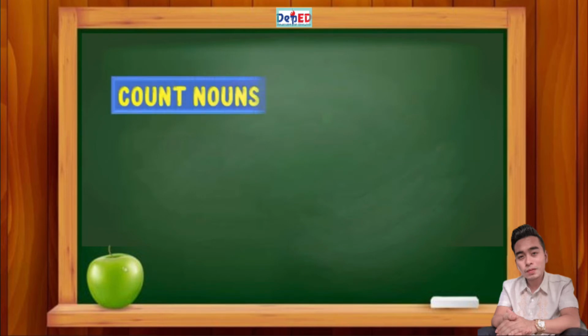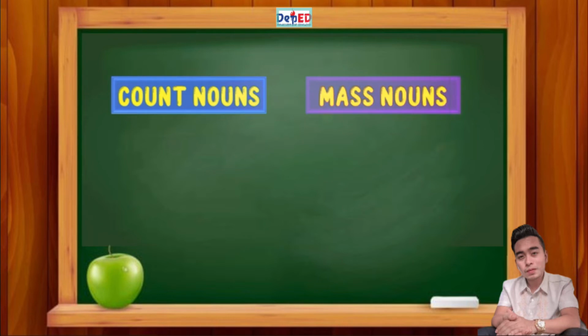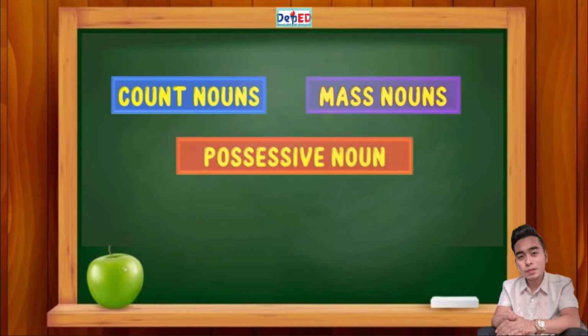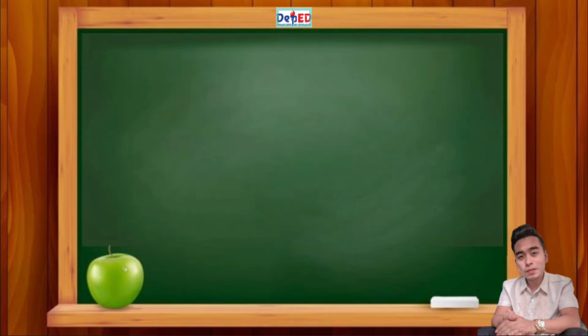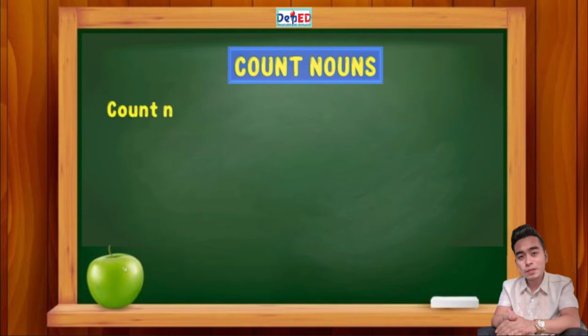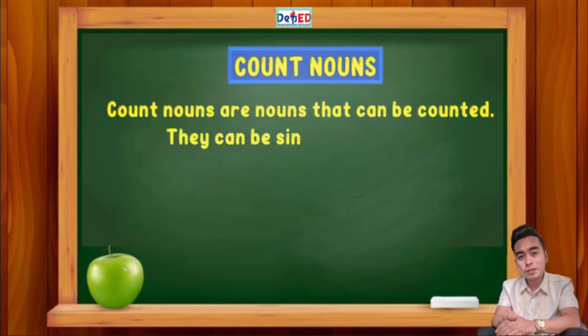First is count nouns. Second, mass nouns. Third, possessive nouns. And fourth one is collective noun. What is a count noun? Count nouns are nouns that can be counted. They can be singular or plural.